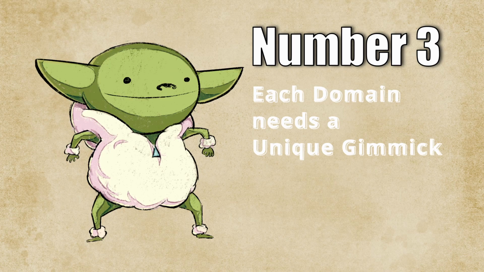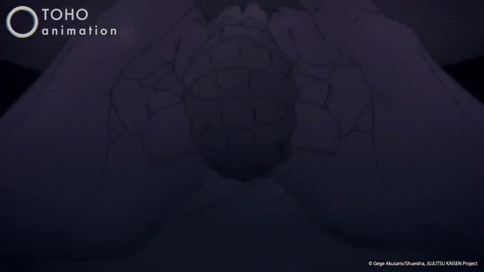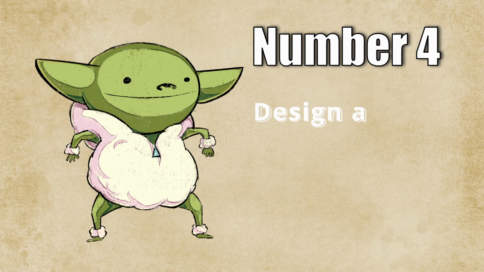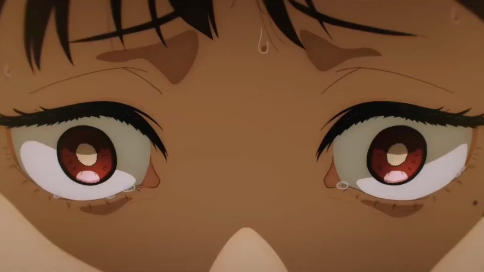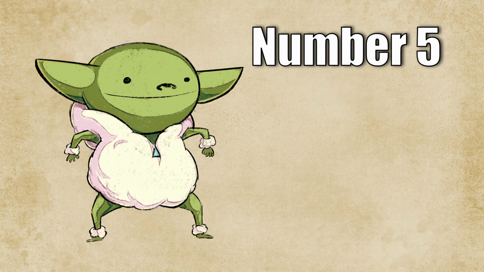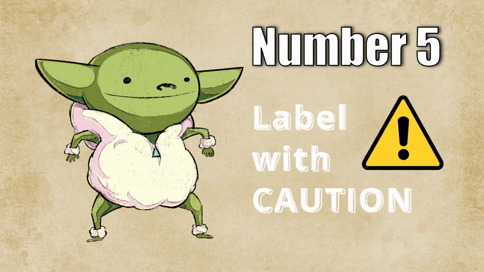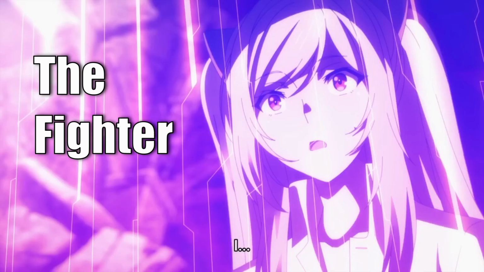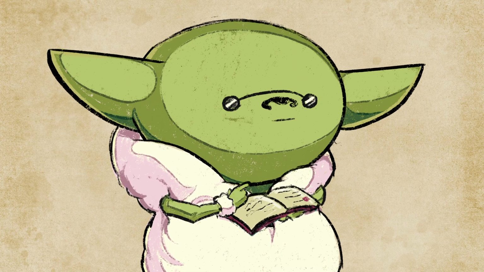Thirdly, each domain typically has some sort of specific gimmick and unique environmental hazards that take effect. Fourth, we need to design mechanics to allow people to both break in and out of the domain, so they're not always completely helpless when it goes off. And then finally, we need to package this mini system with a warning to DMs that this is a very easy way to TPK your party. So you should use this with caution.